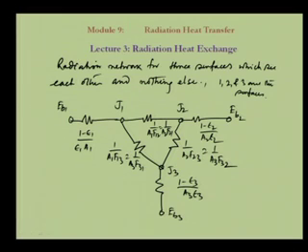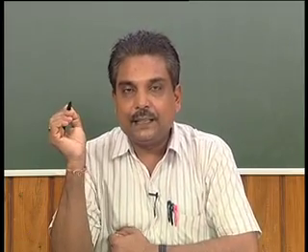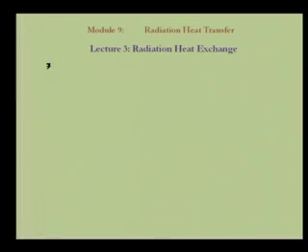There can be radiation exchange and a network diagram in this way for n number of such bodies. Now, one thing I should say here, some important considerations, particularly one case is called a re-radiating surface.